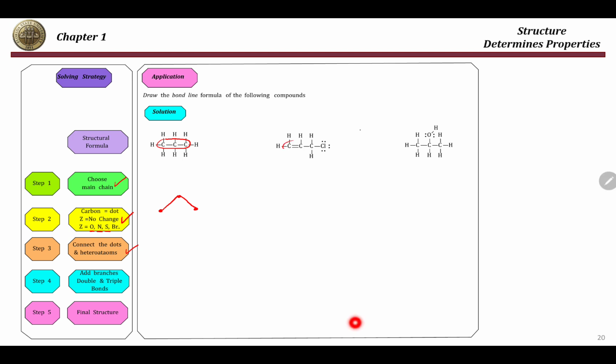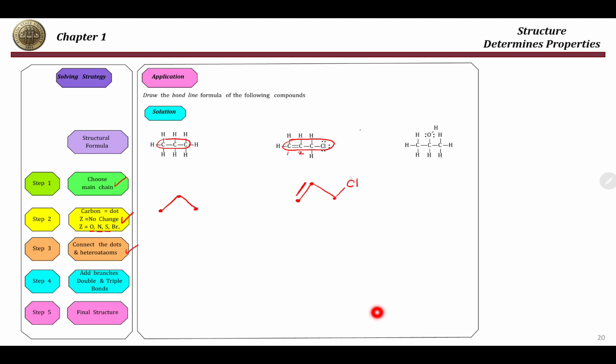Again, this is my main chain, which consists of 3 carbons and a chlorine. So 3 carbons means 3 dots. Chlorine should stay as it is. So again, connect them by single bonds, and we're done with the first 3 steps. Now, since we have a double bond between carbon number 1 and carbon number 2, I will put a double bond between carbon number 1 and carbon number 2. Of course, it doesn't really matter if you draw this bond from the top side or the bottom side. And we're done. There are no more branches or extra bonds that should be added.